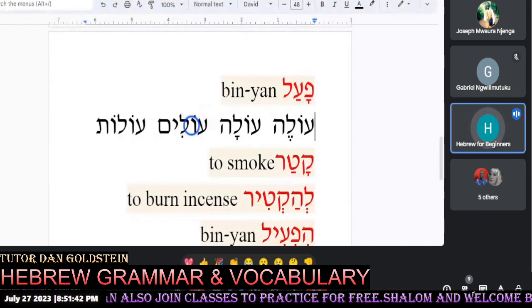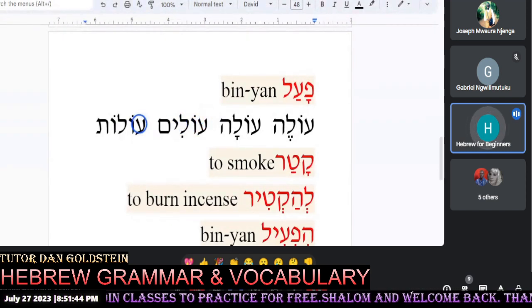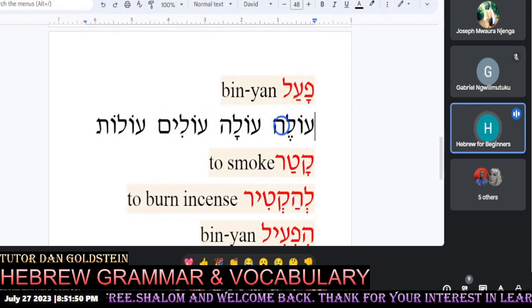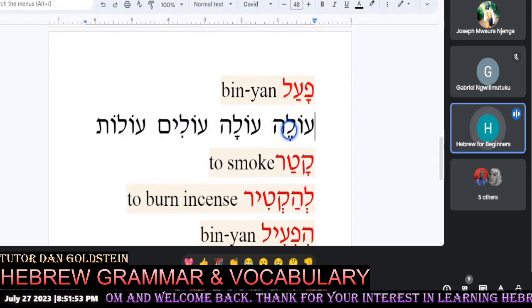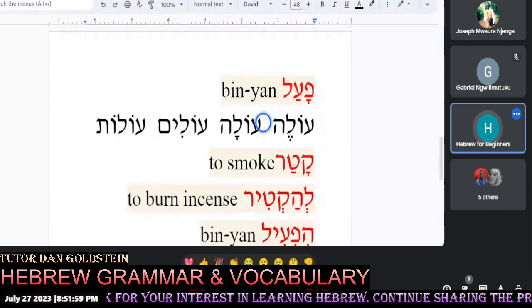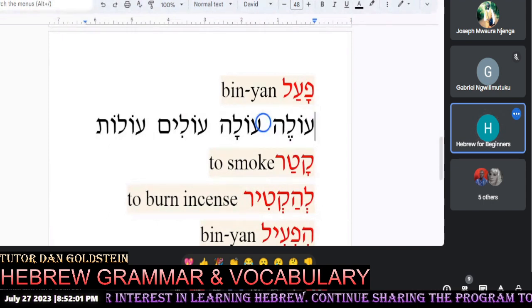So this idea of olim is masculine and olot is feminine is an important part of our understanding of putting verbs together. Ole is a masculine form, he goes up. Ola is the feminine form, she goes up.